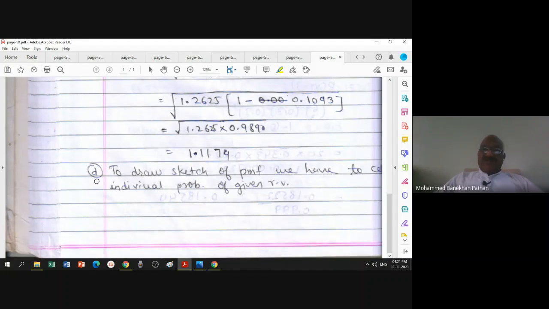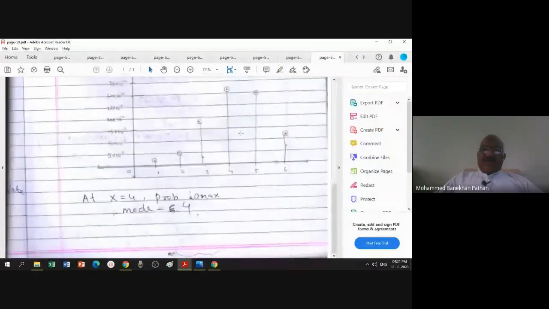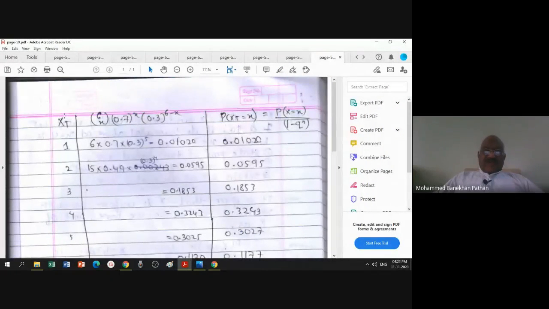Now, this is the important part in the question. Draw the sketch of the PMF for the given random variable. Now, to draw the sketch of the PMF, we have to calculate the probability at each value of the random variable. In this example, the random variable begins from 1, 2, 3, 4, 5, 6. So we get probabilities for each calculation. Truncated random variable, taking value 1 to 6. I calculate the numerator first: 6 choose x, 0.7 raised to x, 0.3 raised to 6 minus x. First calculation, replace x equal to 1 at this place, and simplify the term. This is the probability.